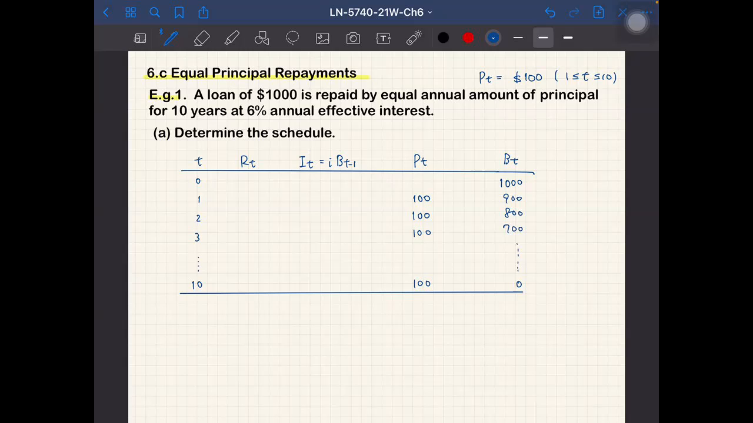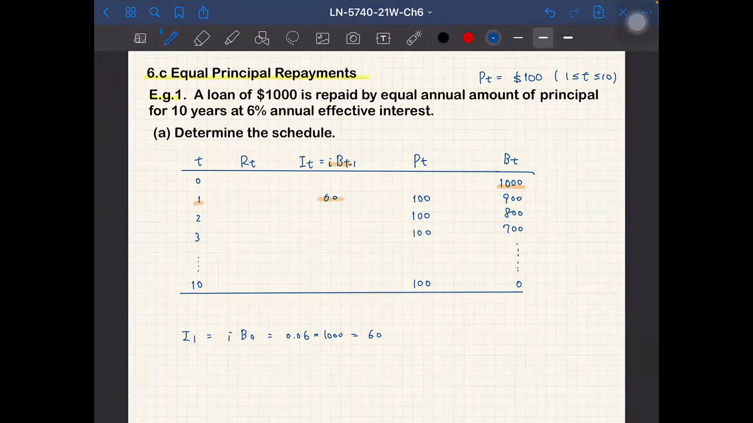Now we can calculate I_t. I_t is the interest accrued on B_t. For example, B_0 is equal to 1,000. So at t equal to 1, we have to pay interest of 6% times 1,000, that is 60. So I_1 is equal to i times B_0, which is 0.06 times 1,000, so this is 60. The same thing applies for the second year and so on.